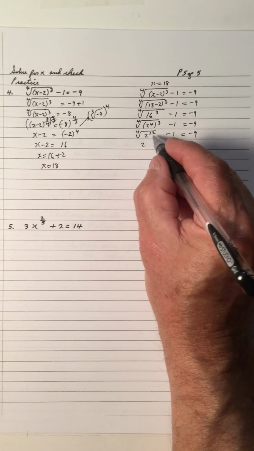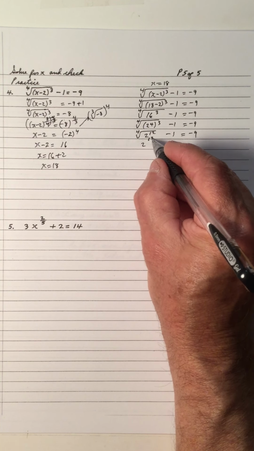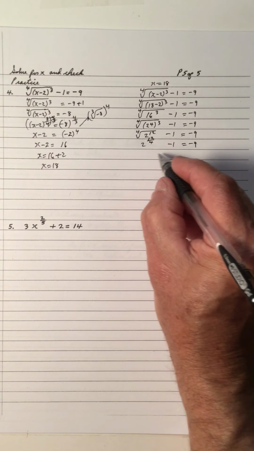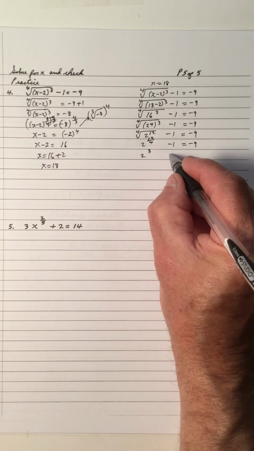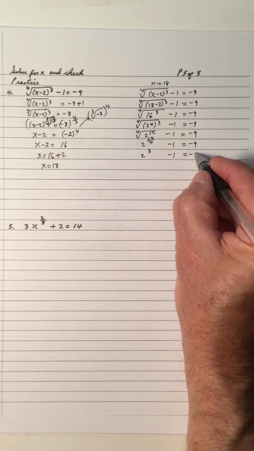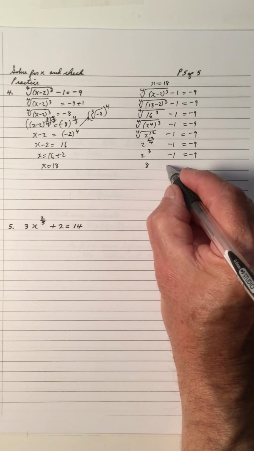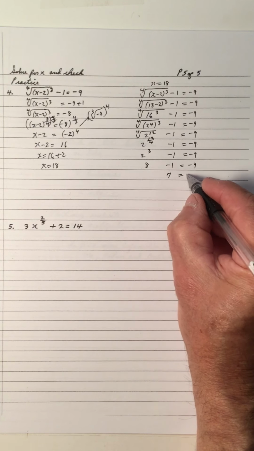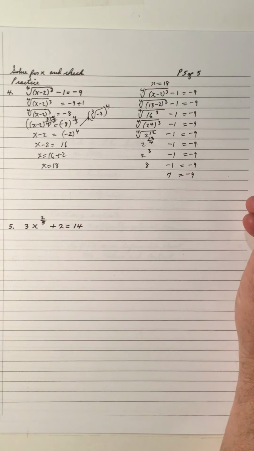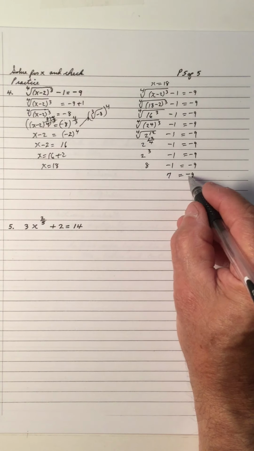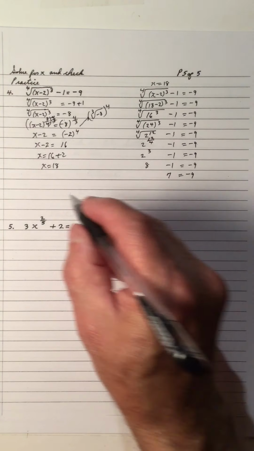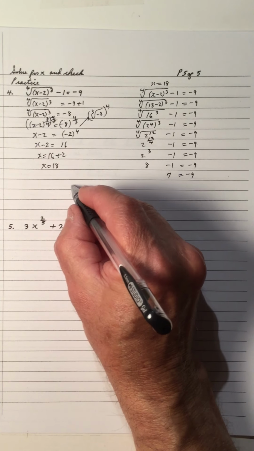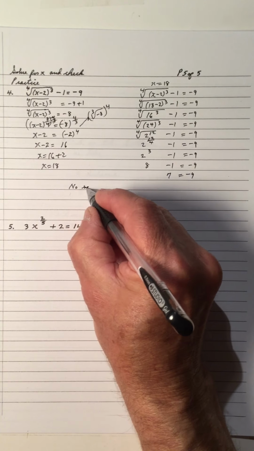And that's the root, so let's change it to an exponential. So that's 12 divided by 4. So that's 2 to the 3 minus 1 equals negative 9. So that's 8 minus 1 equals negative 9. So 7 equals negative 9. If everything is done right, how can that be? That's not right. So 18 is not a solution. So this question has no solution.